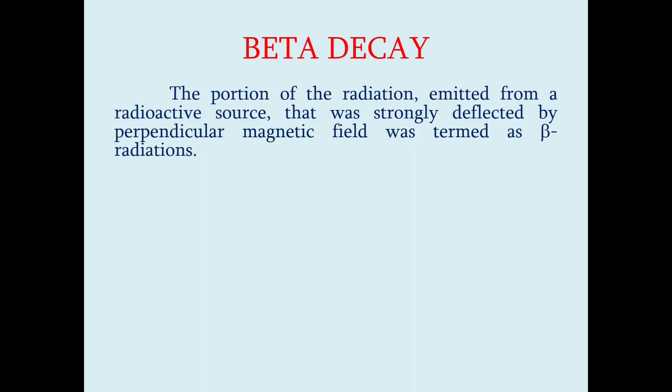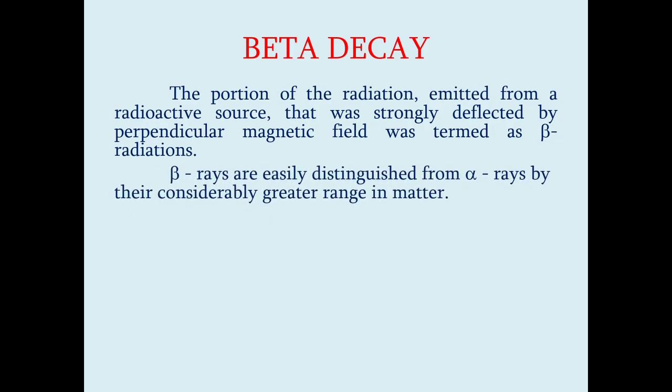A portion of the radiation emitted from a radioactive source that gets strongly deflected by a perpendicular magnetic field was termed beta radiation. And how can we differentiate a beta ray from an alpha ray? The beta rays are very easily distinguished from alpha rays by their greater range in matter.